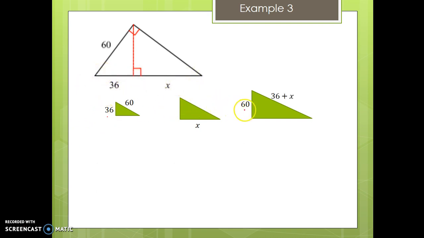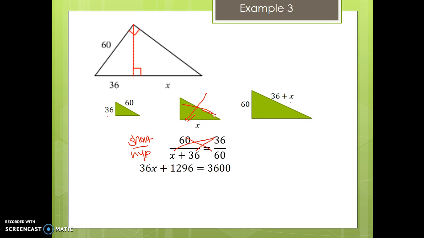Since I have a short leg of both of these and the hypotenuse of both of these, ignoring that middle guy, I can set up my proportion. I did the short leg over the hypotenuse. I cross multiply, making sure when I cross multiply, yeah, I'm doing 60 times 60, but I'm doing 36 times x plus 36 times 36. And now I'm solving. I subtract my 1,296 over, I divide by 36, and I get that x is 64.